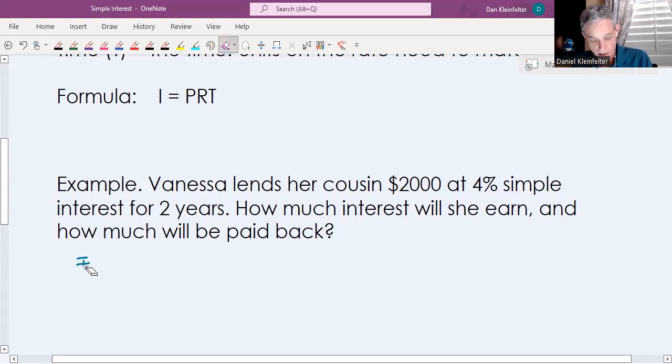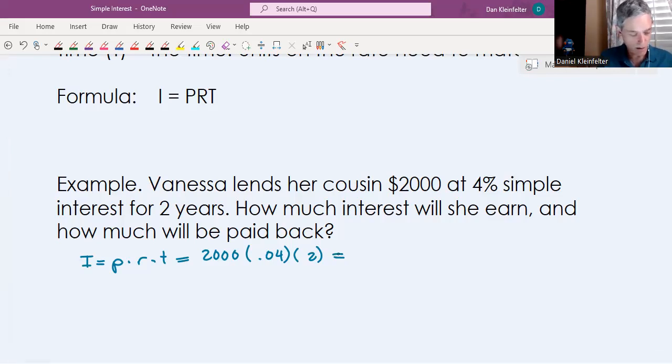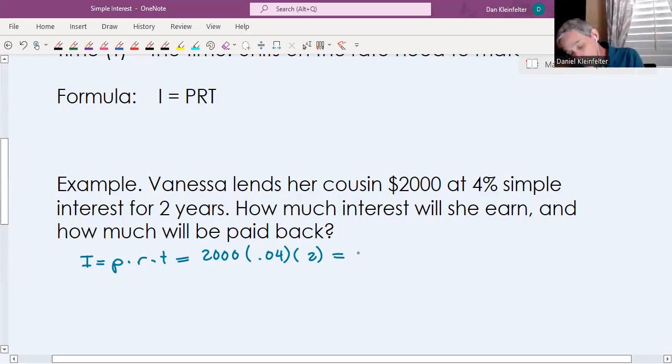The interest is principal times rate times time. Here the principal is $2,000. The rate as a decimal is 0.04. And then the time is going to be 2 years. Okay, so let's go ahead and multiply that all out. Okay, so that's $160. This is going to be the amount of interest.